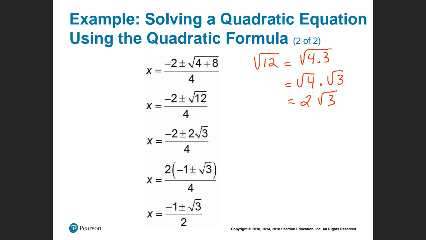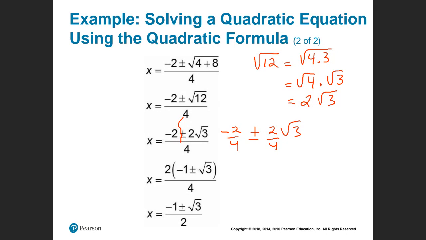Now you can write this one: negative 2 plus minus 2 times the square root of 3, over 4. Okay, so now we can divide everything by 2. So put 2 outside. So it becomes 2 times negative 1 plus minus the square root of 3, over 4. Or you can just go directly: divide by 2, negative 2 over 4 plus minus 2 over 4 square root of 3. You can go directly like that.